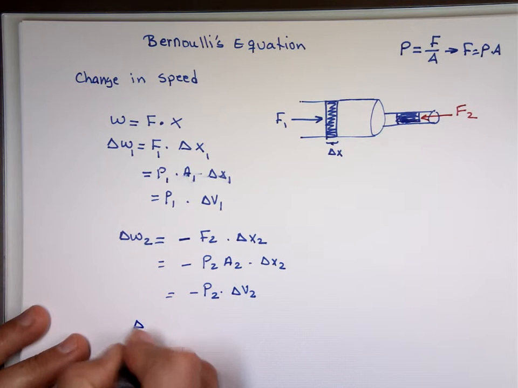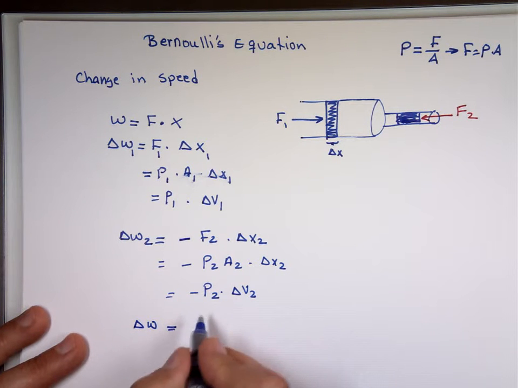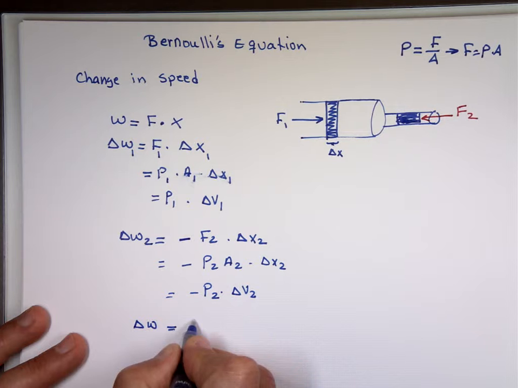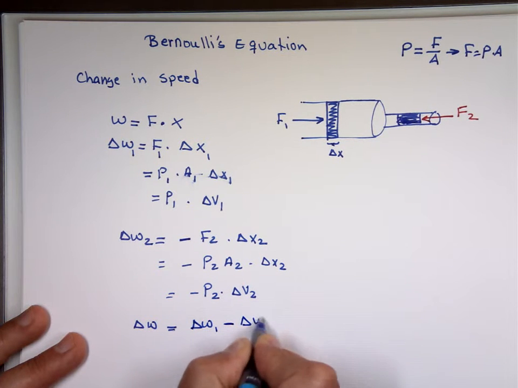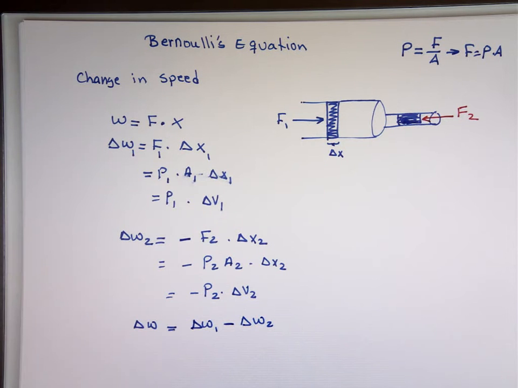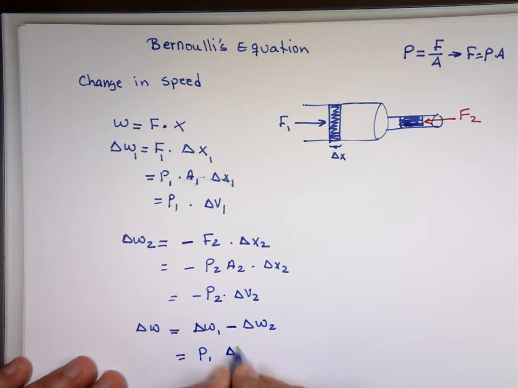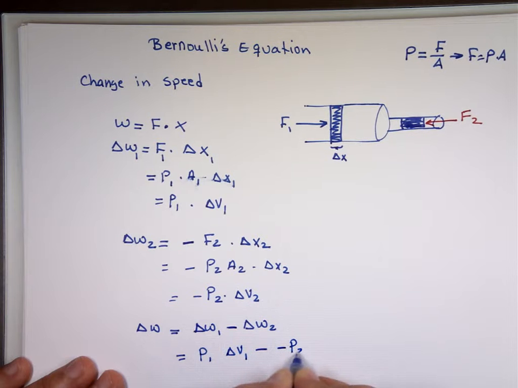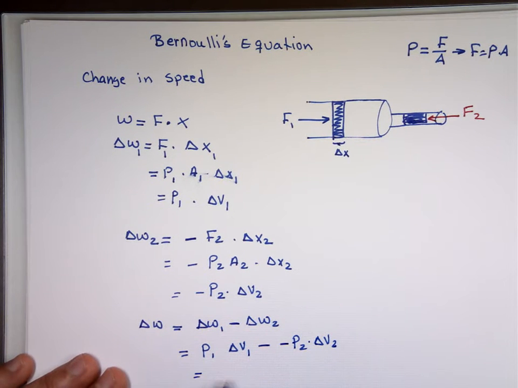Well, the change in work in this case will be work 1 minus work 2. That's the difference between the two of them, the change in work. And that will be P1 times delta V1 minus a negative P2 times delta V2. Minus a minus will make it a plus.